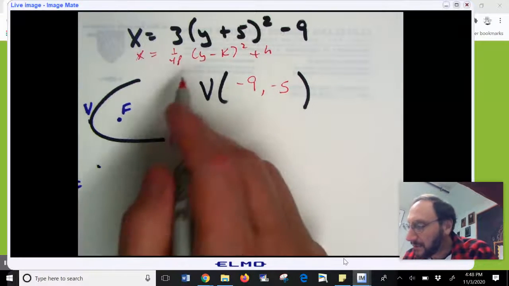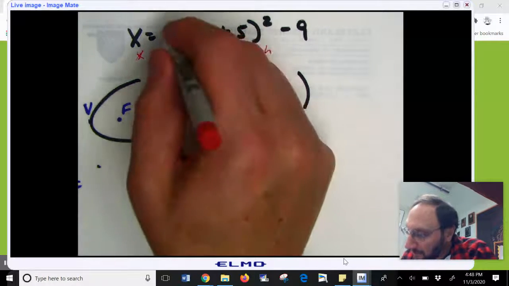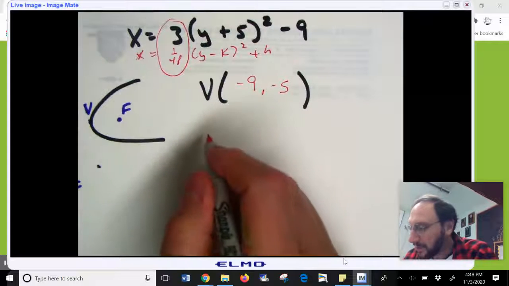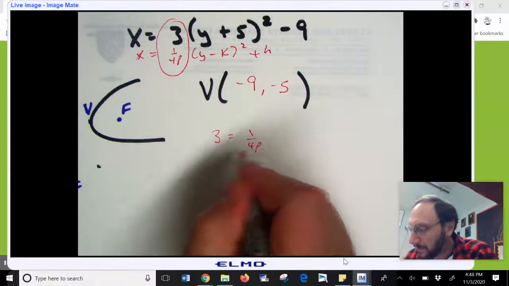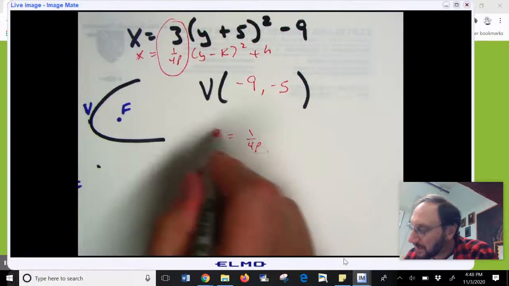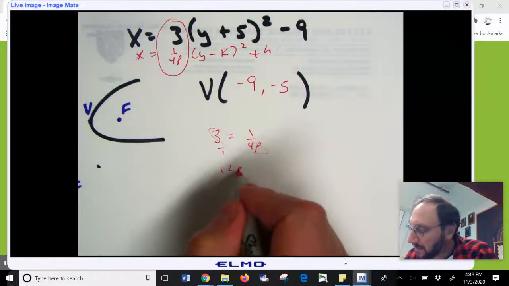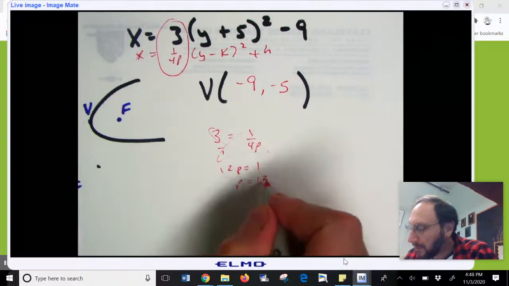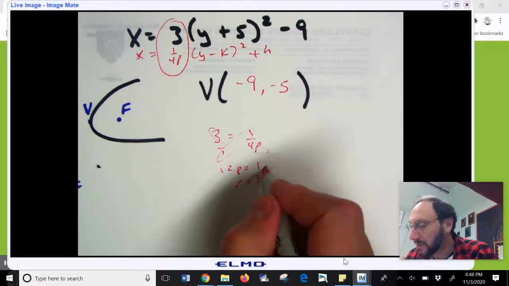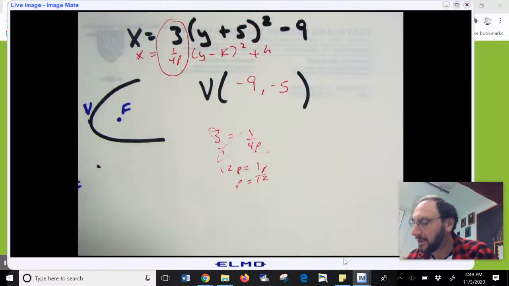The p-value is going to be figured out by looking at this equation. There's an equation here that says 3 is equal to 1 over 4p. To solve this, you look at cross products. So 12p is equal to 1. Divide by 12, we get 1/12. 1/12 is really tiny, so we have to be careful about what's going on, right?